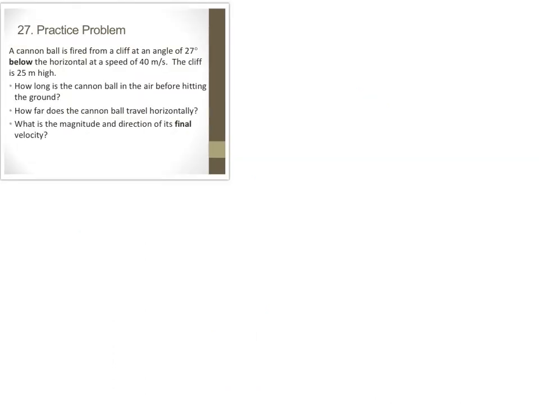Moving on to this next one, we have a cannonball fired from a cliff at an angle of 27 degrees below the horizontal. And we're going to go ahead and think about how long it's in the air and solve for a few other things in this case. So here I have my projectile being launched at 27 degrees below the horizontal at a speed of 40 meters per second from a height of 25 meters.